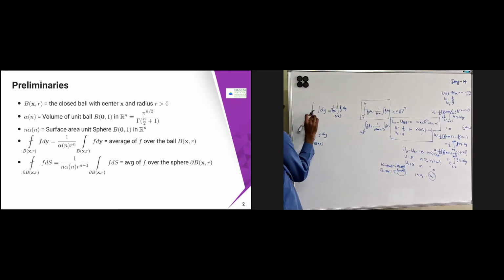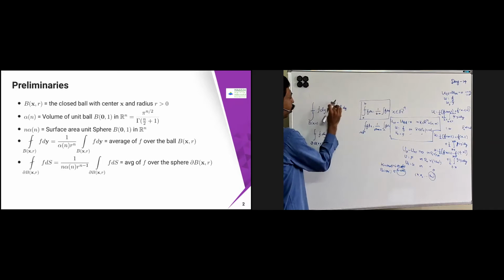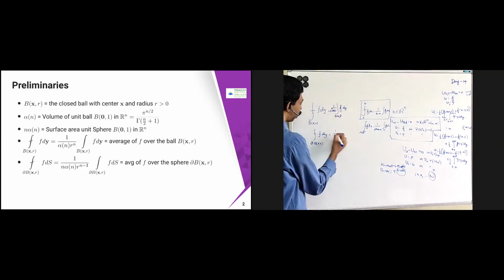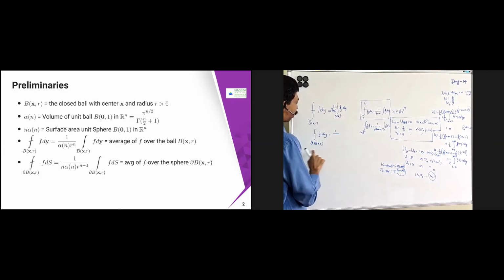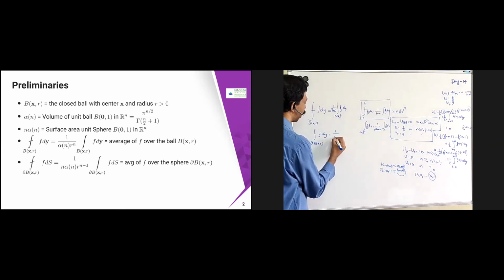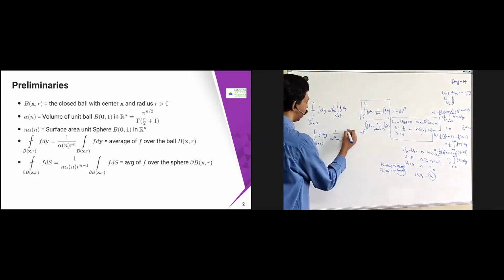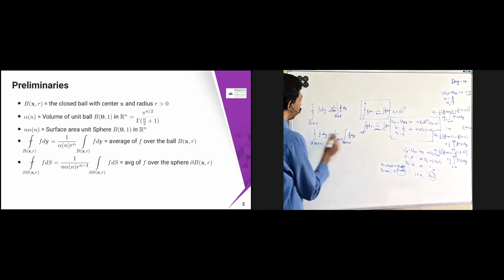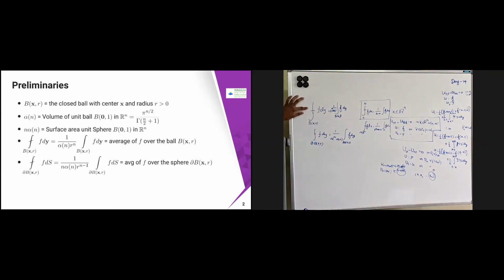There's a difference. Here, if I'm putting the power, then you have to multiply this by r power n. In the same way, what is the area of the sphere? It is going to be r power n minus 1, alpha n into n, times the integral over the boundary of B of x comma r of f. This is called the spherical mean. This is the average of f over the ball, and this is the average of f over the sphere.